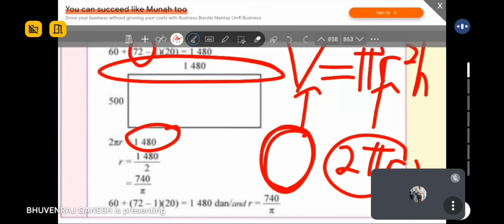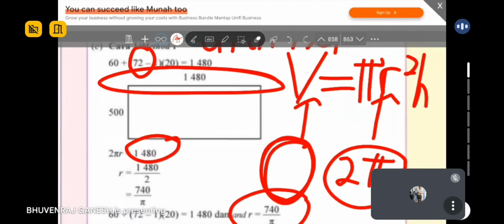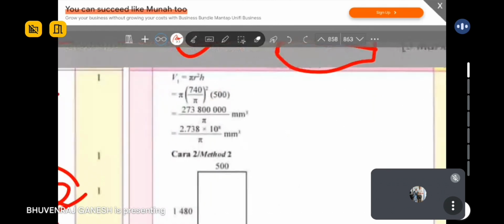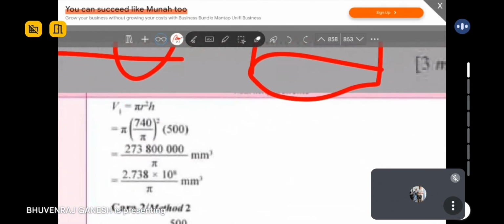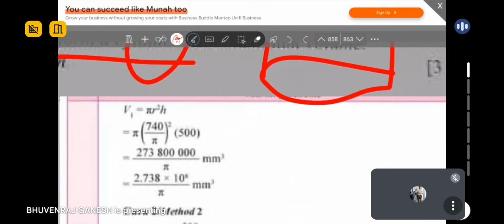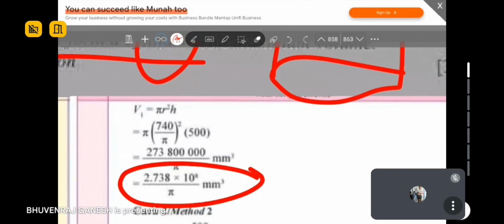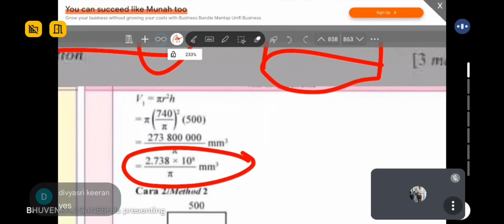Okay, so then you just express r in terms of pi. Kamu ungkapkan r dalam sebutan pi. Why do you do this? Because I want to find the volume. V equals pi r squared h. So I want to substitute the r. Gantikan nilai r with a value. So you will get this as your volume. Do you understand? Boleh dapat? Senang kan? Very easy, right?